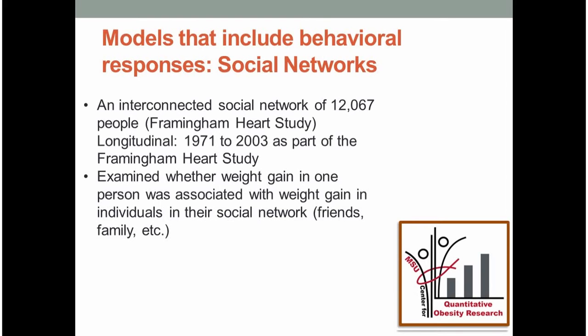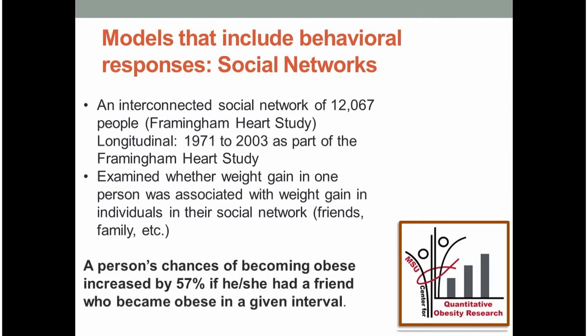How they did this is they used data from an interconnected social network of longitudinal data from over 12,000 subjects in the Framingham Heart Study. These included family and friends and people who interacted with each other, so they were able to consider each person in the Framingham Heart Study as an individual who was connected to nearest neighbors. They examined whether weight gain in one individual was associated with weight gain in individuals in their social network. And their social network, or their interconnected nodes, would represent family and friends.